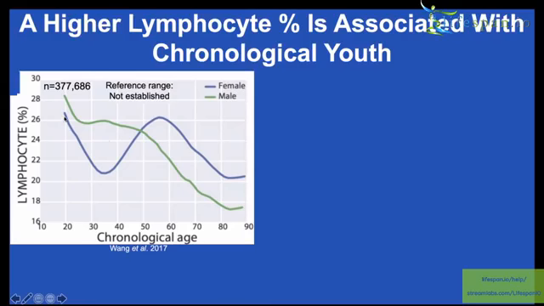But for women, the data is obviously more variable. It starts relatively high, it comes down in the 30s, it goes back up to the 50s, and then it goes down again, so that a woman at 80 or even 70 does indeed have a lower lymphocyte percentage than when she was in her 20s.